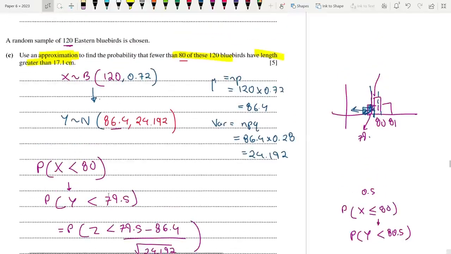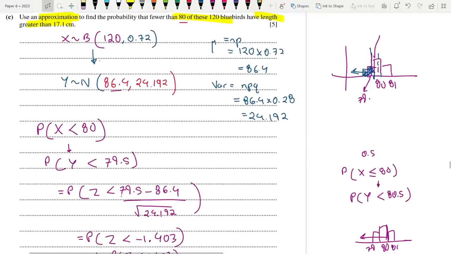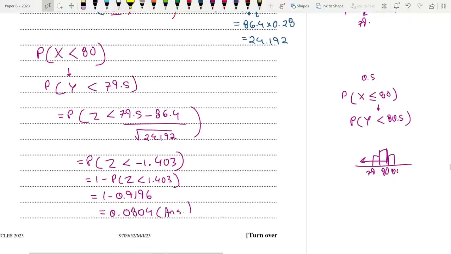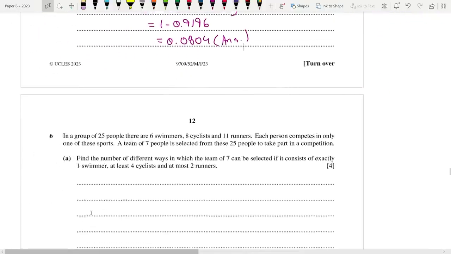So this is a typical approximation sum. You will have at least one of these, usually one, not more than one in your paper. Okay. Last one then. Permutation combination.